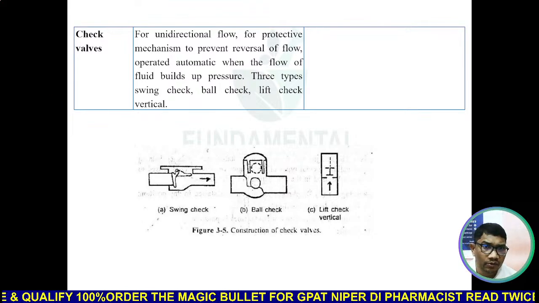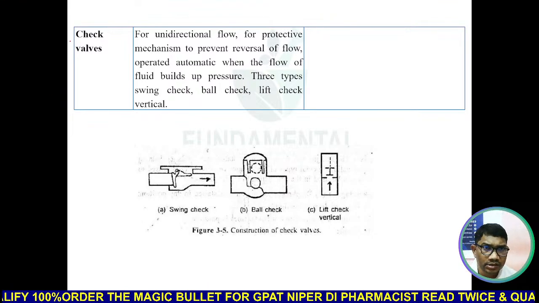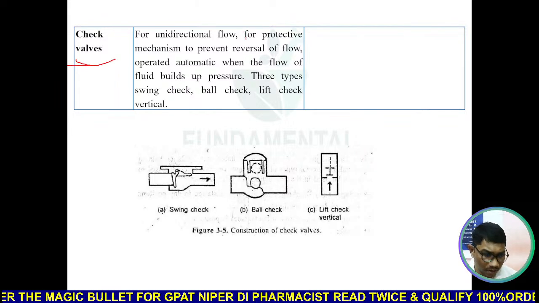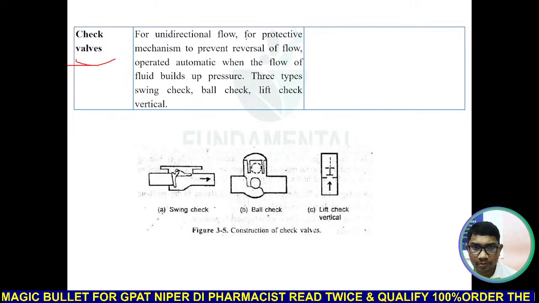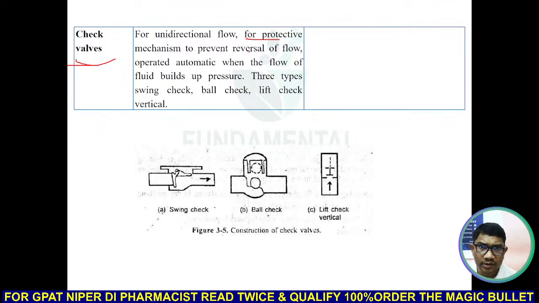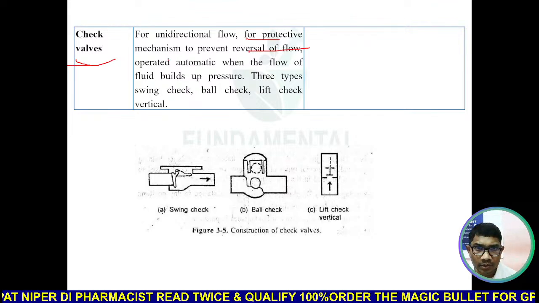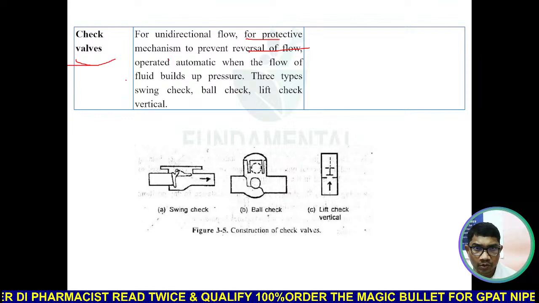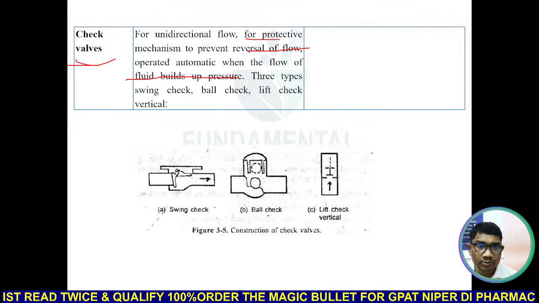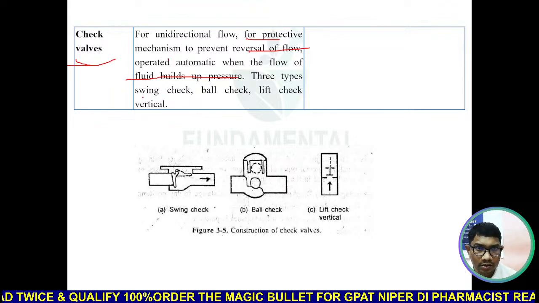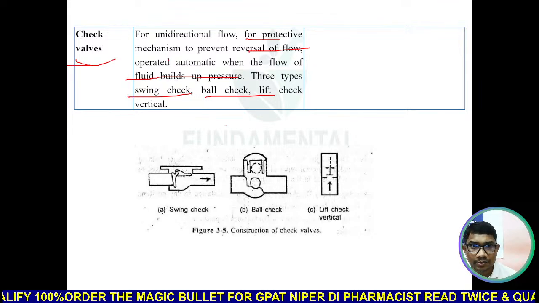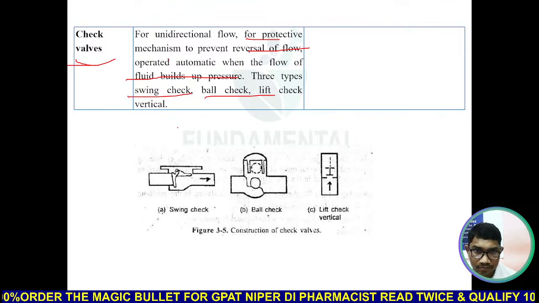Now next one is a check valve. They are used for unidirectional flow, as a protective mechanism to prevent the reversal of flow. Operated automatically when flow of fluid builds up the pressure. Three types of check valves are there: swing check valve, ball check valve, lift check valve, vertical valve.